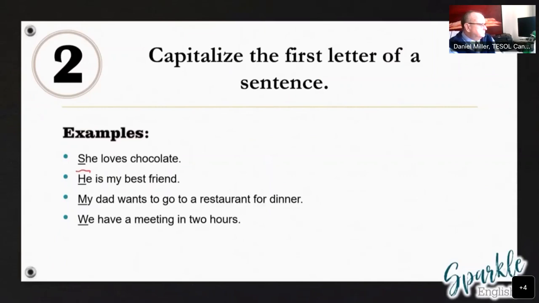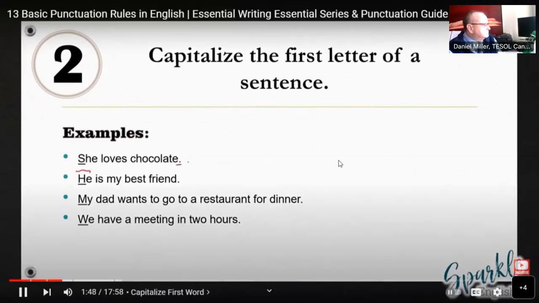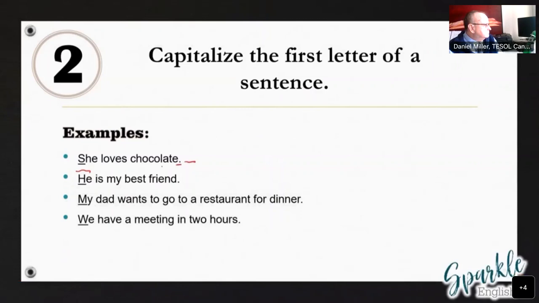When a sentence ends with a question mark, a period, or an exclamation mark, you would leave a space, one space, and begin the next sentence with a capital letter. For example, she loves chocolate. He loves pizza. We have to capitalize he and leave a space between the period or the full stop and the next sentence.